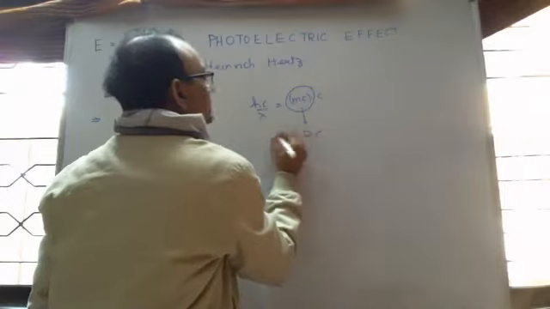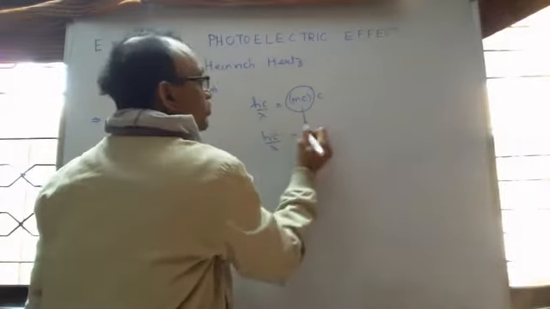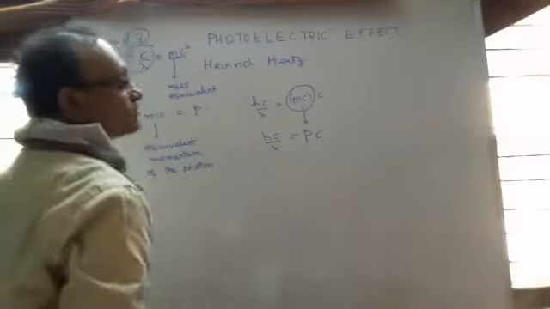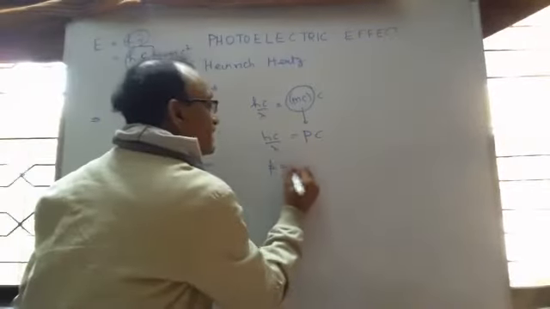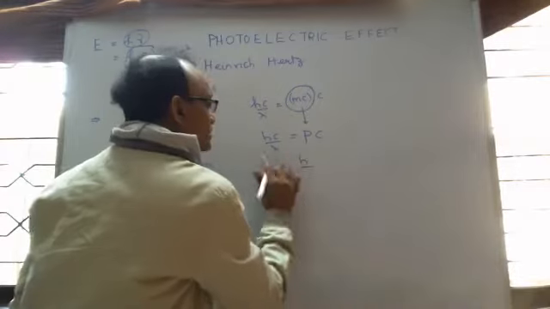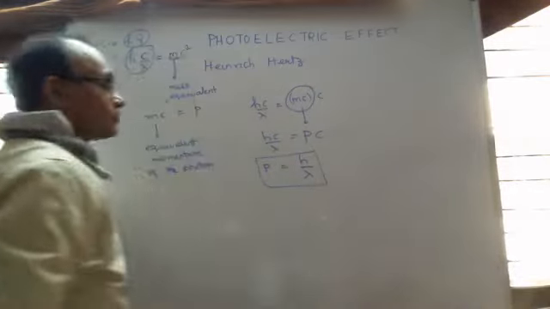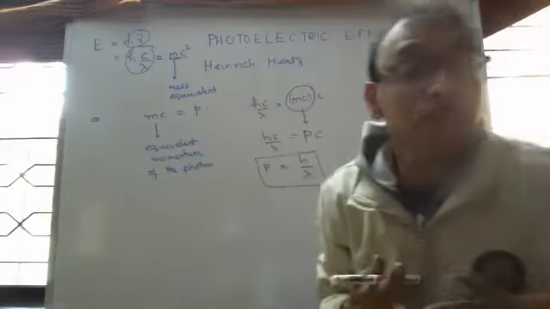P into c is hc by lambda, the equivalent momentum of the photon. P then is h by lambda. Linear momentum p of a photon is h by lambda. So this is like an equivalent momentum.